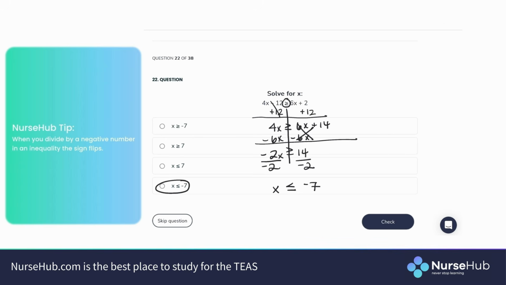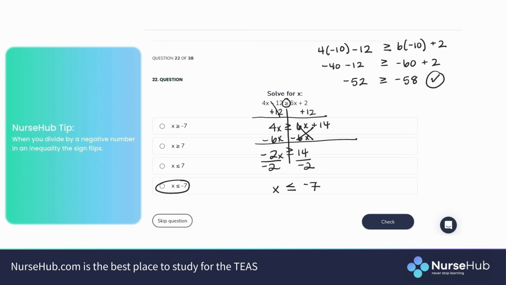If you don't believe it about the sign flipping, choose a number that's less than negative 7, put it back into the problem and see if it works. So for this, I would try something like negative 10. So 4 times negative 10 minus 12 is greater than or equal to 6 times negative 10 plus 2. So that's negative 40 minus 12 is greater than or equal to negative 60 plus 2. Negative 40 minus 12, negative 52 is greater than or equal to negative 58. Negative 52 is greater than negative 58. It works. So that's how you can check to make sure your answer is correct.